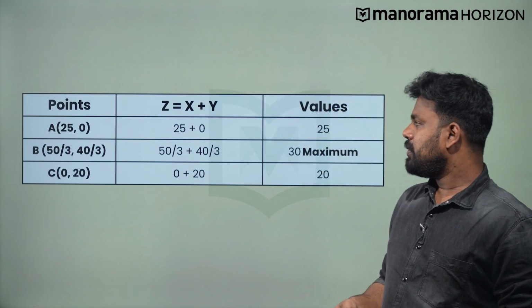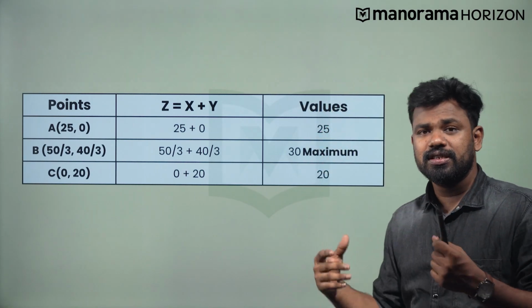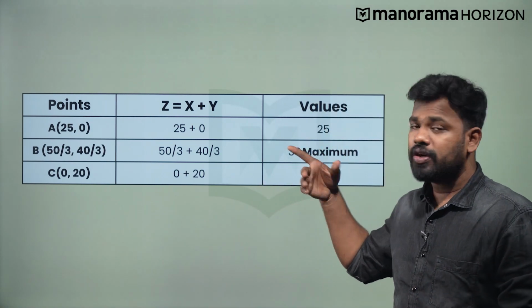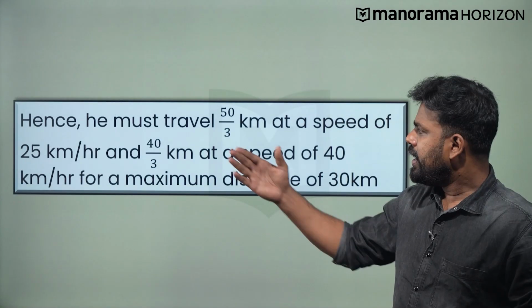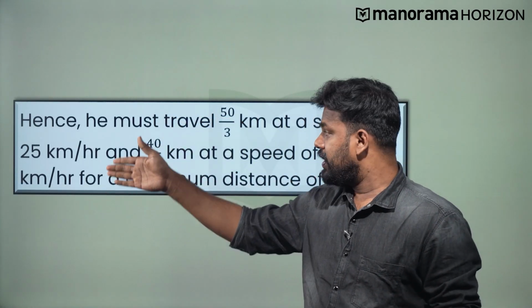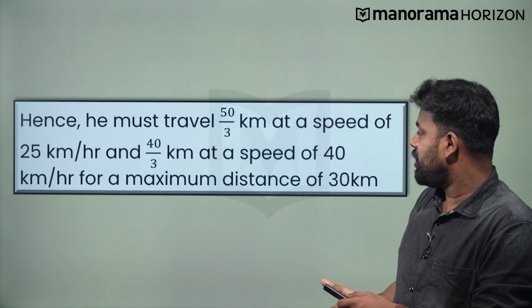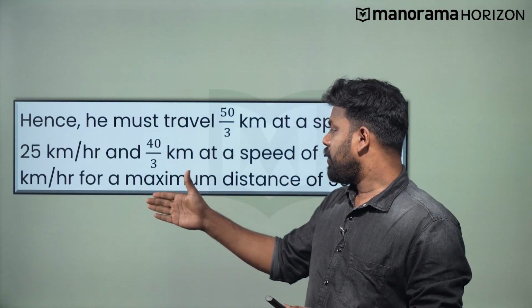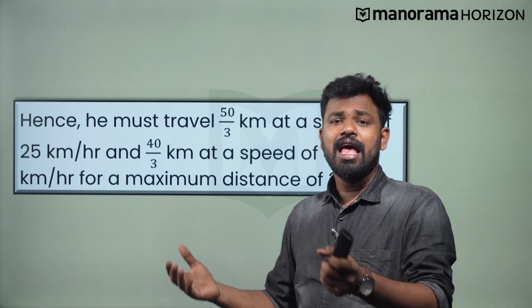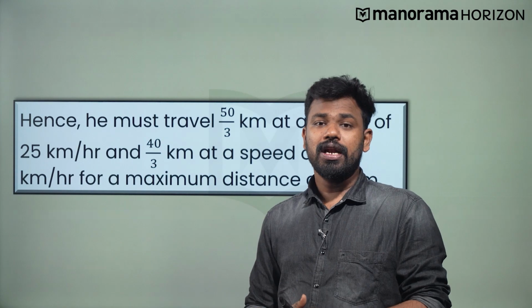So you have to maximize the total distance. And what is the total distance it can travel? Depending upon all the constraints, it is 30 km based on these different conditions. So hence, he must travel 50/3 km at a speed of 25 km per hour and 40/3 km at a speed of 40 km per hour for a maximum distance of how much? 30 km. So that is how he can maximize his total distance here.